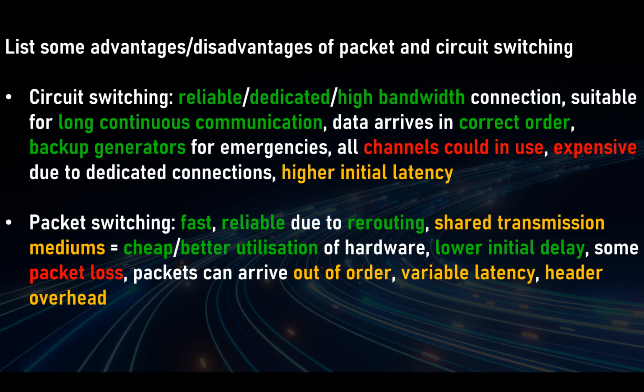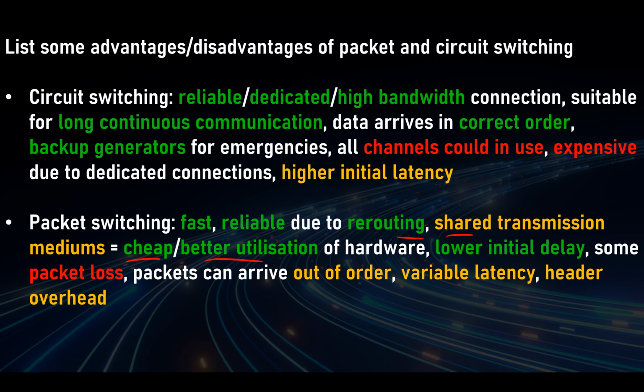Then finally, packet switching: fast, and reliable due to rerouting. Of course, packets can go a different route. Okay, the rerouting is not because of shared transmission mediums. The rerouting is because we have multiple routers. But the shared transmission mediums make it cheap and also provide better utilization of the hardware, the cables.